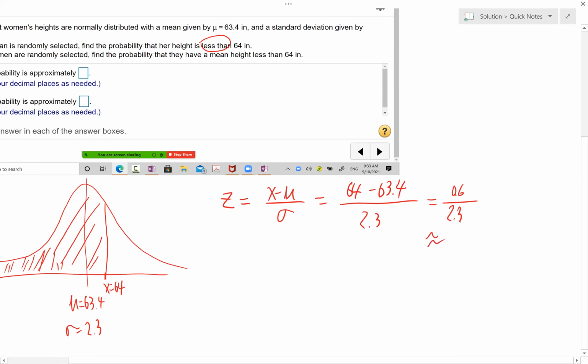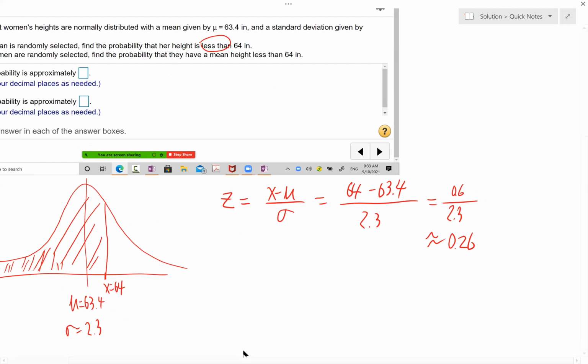And that's approximately, so we round it to 2 decimal places, 0.26. Okay, so the z-score is 0.26. So now we want the area to the left, right? So whatever you see from the table, that will be the answer.